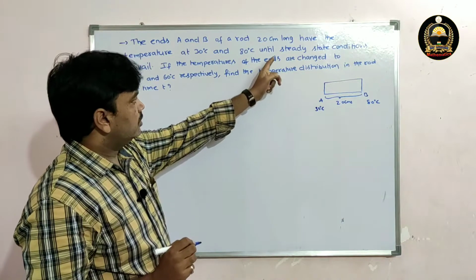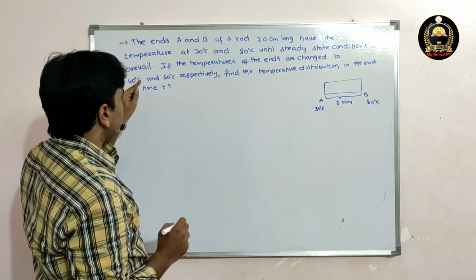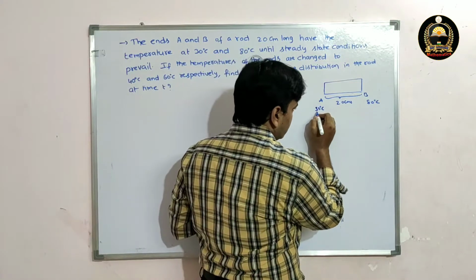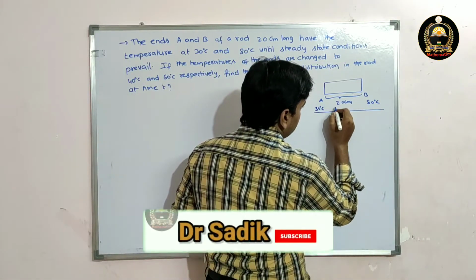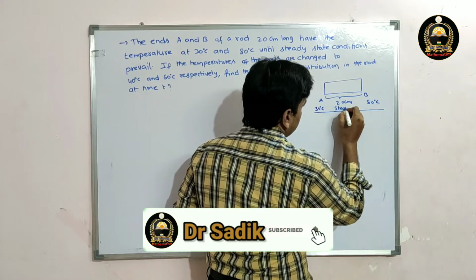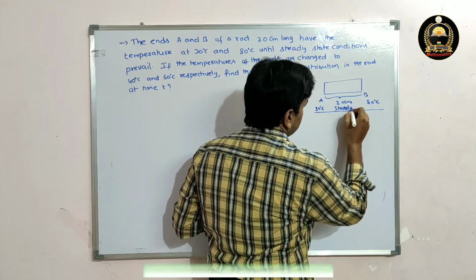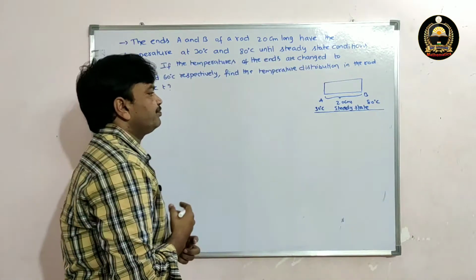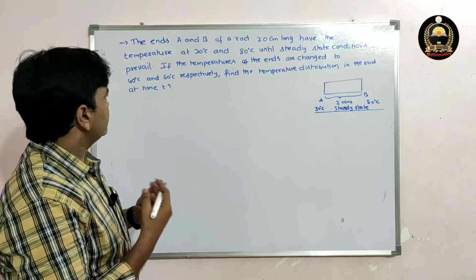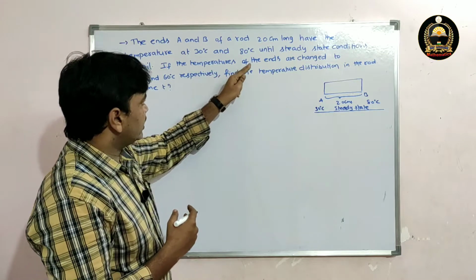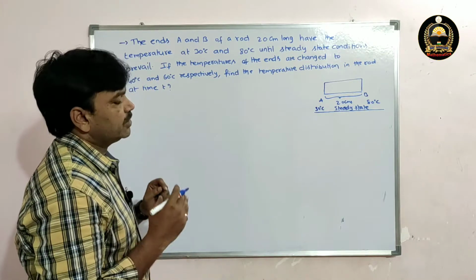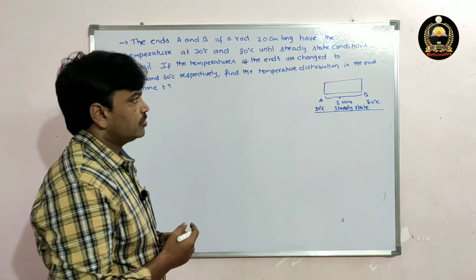Okay students, until steady state conditions prevail. You give the temperatures at both ends until steady state, students. Steady state temperature. Then what he does, students, is that the temperatures of the ends are changed to 40 degrees centigrade and 60 degrees centigrade. Okay students, what has he done now?